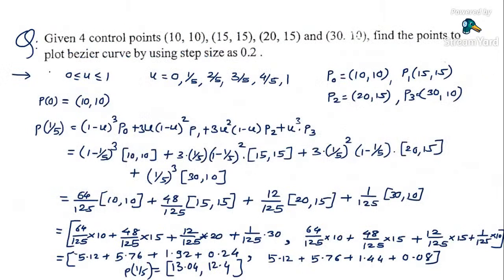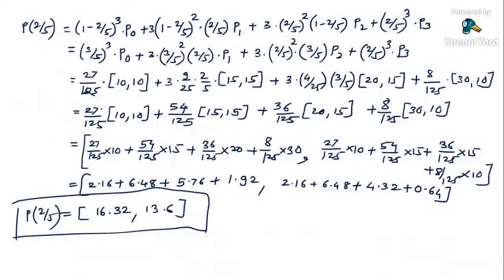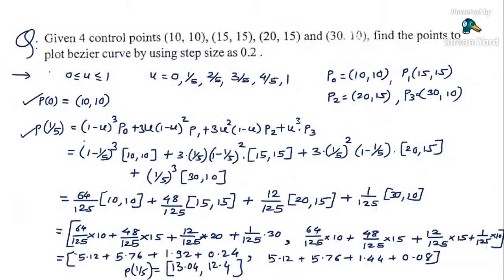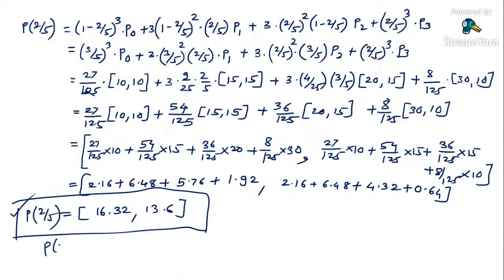So we got points for P of 0, P of 1 by 5, P of 2 by 5. Now there are two more points to calculate, and one we already have. P of 1 is the last point, that is 30, 10. So P of 1 we have, that is 30, 10. Now what about P of 3 by 5 and P of 4 by 5? You have to calculate in the same way.